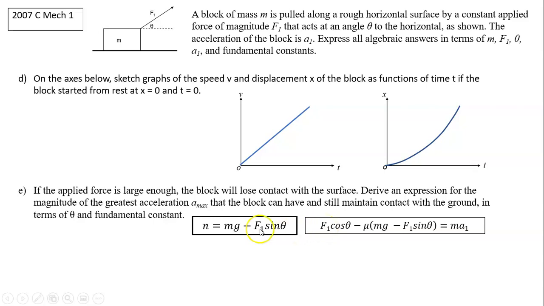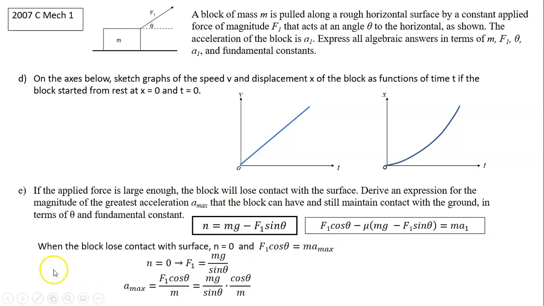How do we find F1? We go from the first equation. Again, when the block loses contact, N equals 0, and F1 cosine theta equals m a max. From N equals 0, we get F1 equals mg divided by sine theta. From the second equation, we can find a max, which is F1 cosine theta divided by m. What is F1? F1 equals mg divided by sine theta, times cosine theta divided by m. The m's cancel. Cosine theta divided by sine theta gives you cotangent theta. So a max equals g times cotangent theta. That's it for this question.